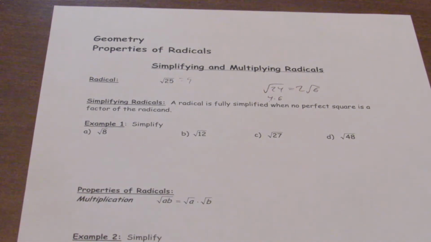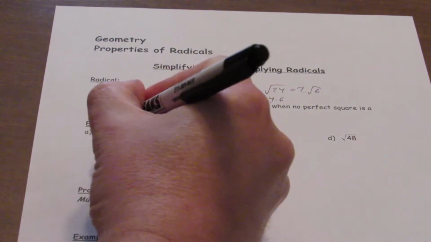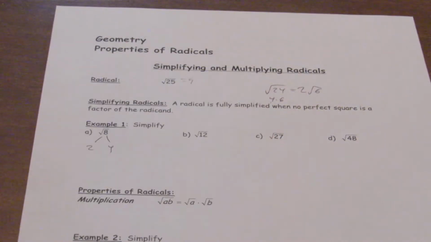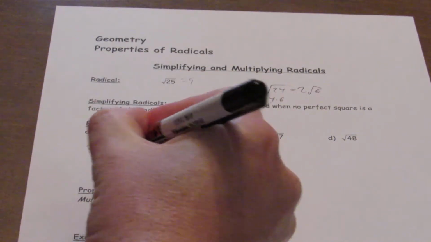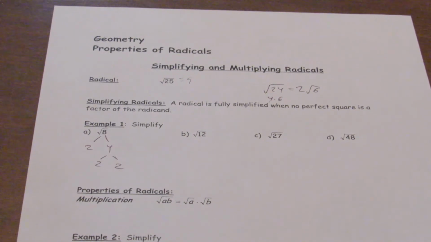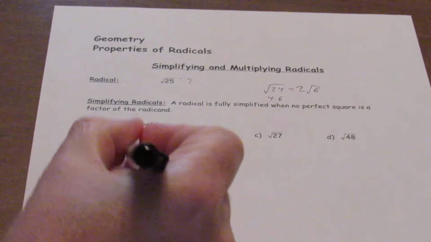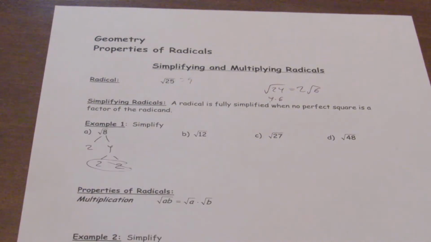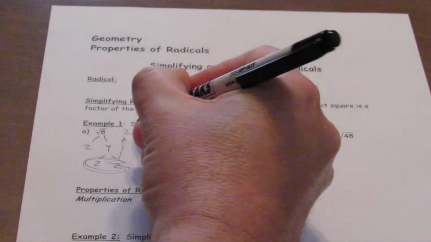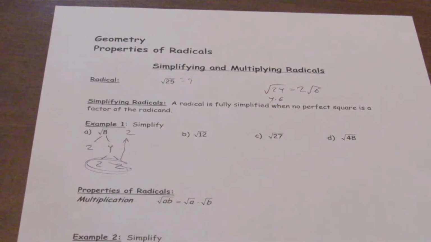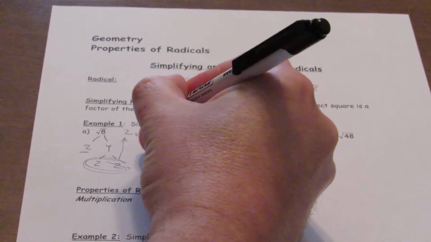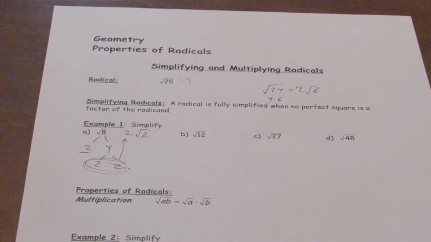So a tool you can use is a factor tree. So we look at 8, right? 8 is 2 times 4. 4 is 2 times 2. If I have a pair of numbers, since I'm doing square root, I can take that pair of numbers out. So these 2's come outside of my radical. 2 squared is 4. That's why I can take that out. Anything that's not paired up stays inside.